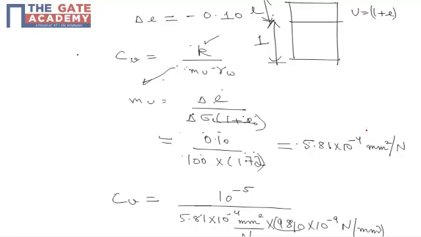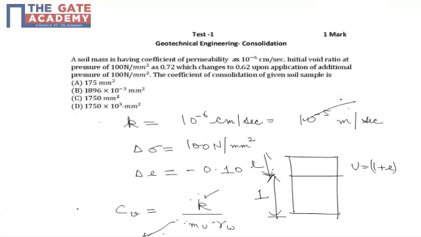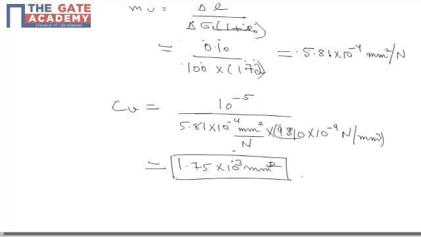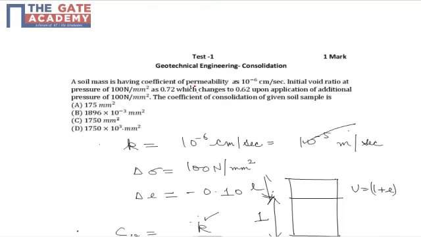Please take care of these units that I have changed inside only to keep answers in Newton and mm, since the final answer is required in mm square. Now if we talk about CV, as we talked about, it is K upon MV into gamma W. K is known as 10 to the power minus 5 meter per second, and substituting K, MV and gamma W with suitable units, CV comes out as 1.75 into 10 to the power 3 mm square.